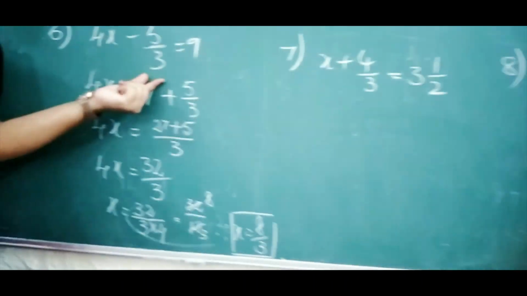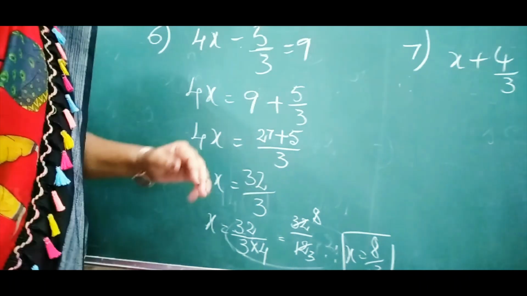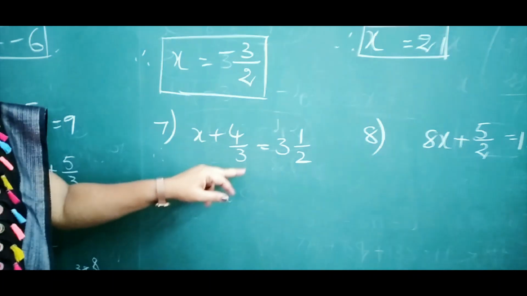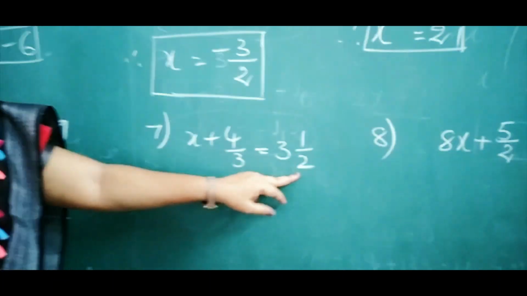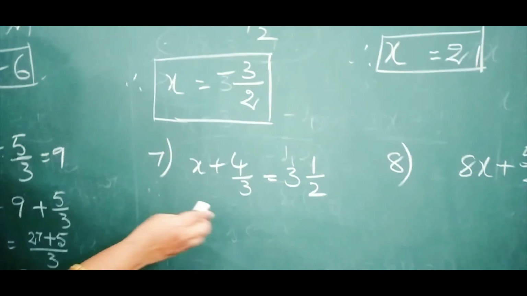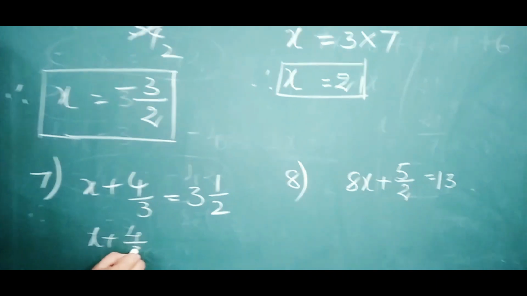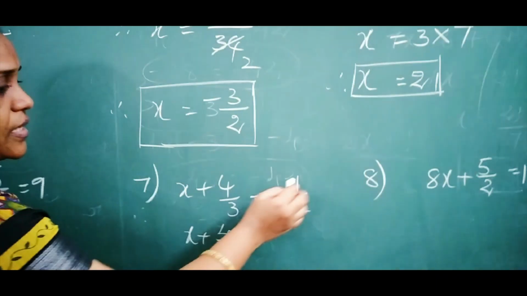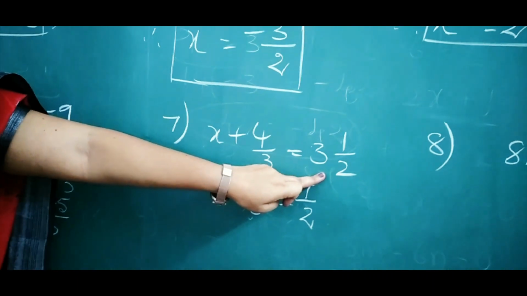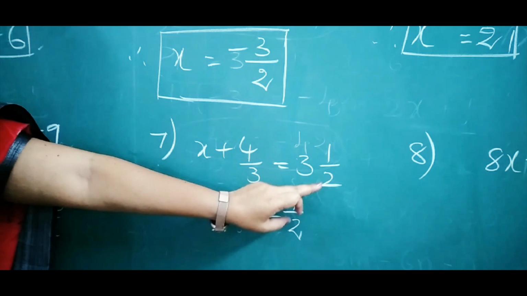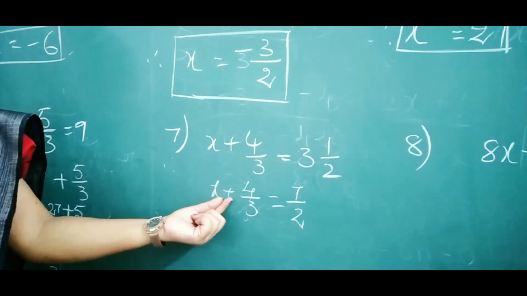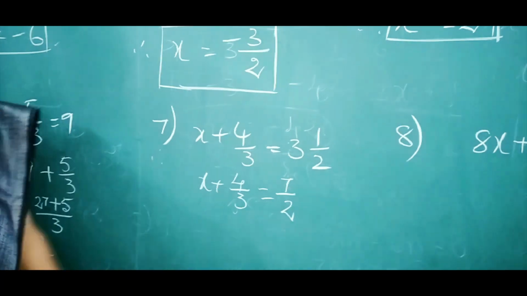4x minus 5 by 3 is equal to 9. Next, go for the next problem. What is the next problem? x plus 4 by 3 is equal to 3, 1 by 2. You have to change this mixed fraction into an improper fraction. 3 1 by 2 is a mixed fraction. That is 2 3s are 6 plus 1, 7 by 2. x plus 4 by 3 is equal to 7 by 2.